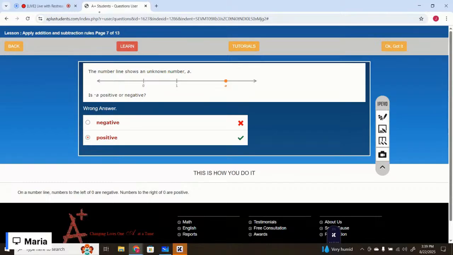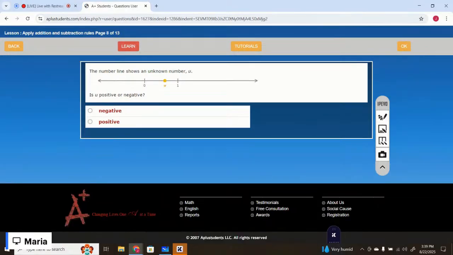The number line shows an unknown number U. Is U positive or negative? So U is on the right hand side of the zero, so it is positive. The correct option is positive.